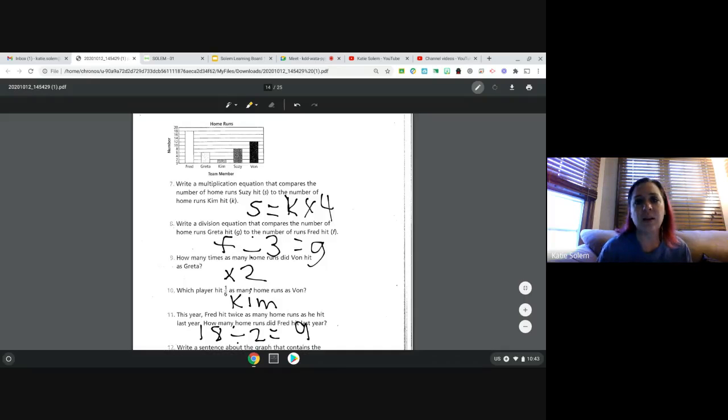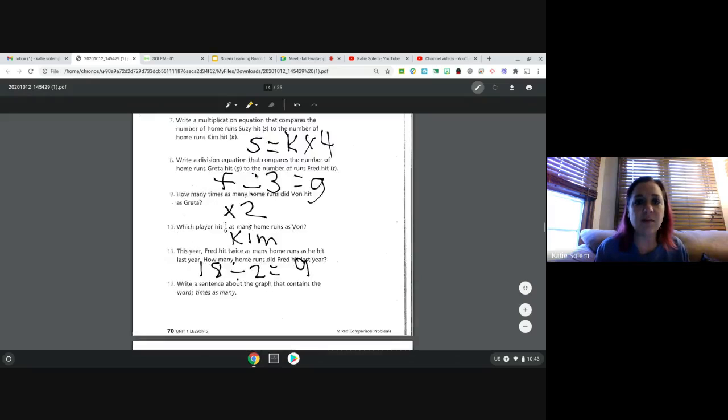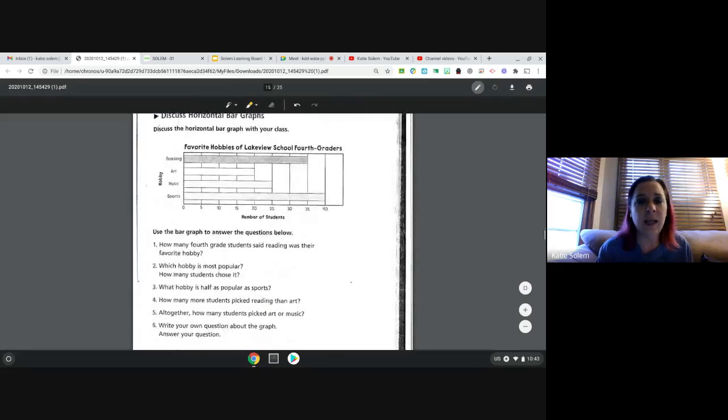Now we're going to go on to the next page and we're going to look at a horizontal bar graph. In a horizontal bar graph, it's the same information, it's just tilted the other way. There's really no difference between the two except for which one you prefer if you're making it. So in this bar graph, they asked what the favorite hobbies of Lakeview School 4th graders were, and their choices were reading, art, music, or sports. So this graph is going up by 5 at each line.